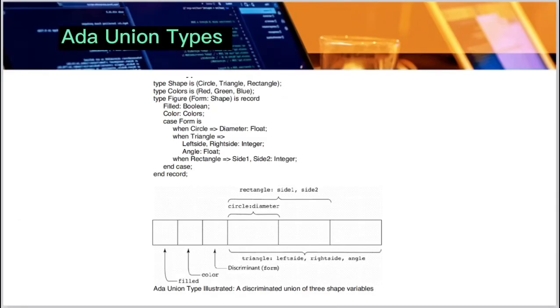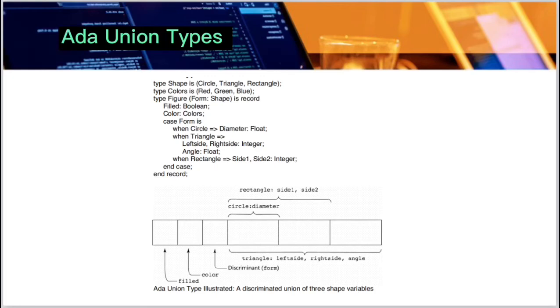Ada union types. Type Shape is (Circle, Triangle, Rectangle). Type Colors is (Red, Green, Blue). Type Figure (Form : Shape) is record. Filled : Boolean. Color : Colors. Case Form is when Circle => Diameter : Float; when Triangle => Left_Side, Right_Side : Integer; Angle : Float; when Rectangle => Side_1, Side_2 : Integer; end case.